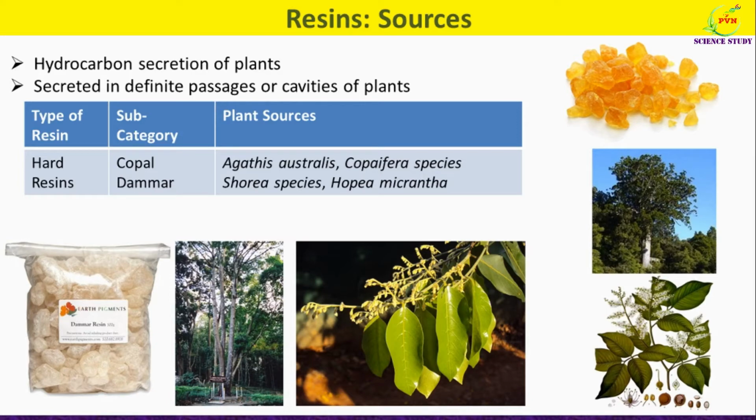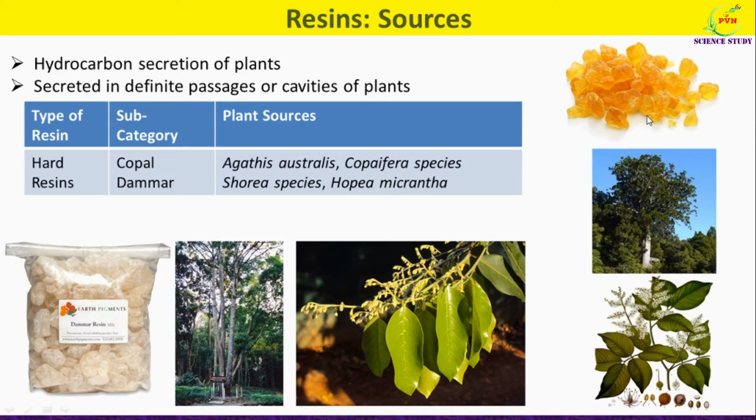Dear students, we already know that there are three types of resins. The first is hard resins. Hard resins include copal, damar and other types. First we will see copal. This is the photograph of the copal resin. As you can see here, this is the hard transparent resin.